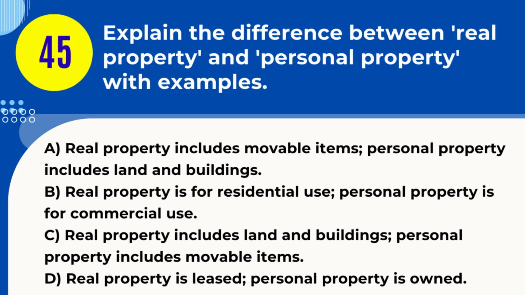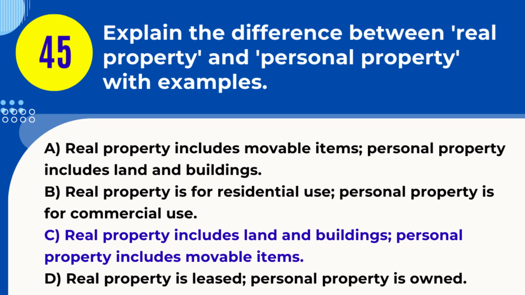A. Real property includes movable items. Personal property includes land and buildings. B. Real property is for residential use. Personal property is for commercial use. C. Real property includes land and buildings. Personal property includes movable items. D. Real property is leased. Personal property is owned.